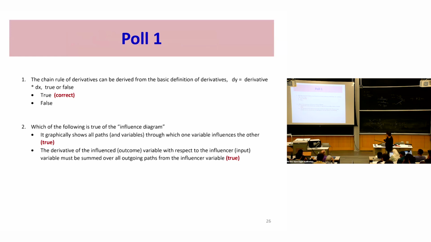So the first one, the chain rule of derivatives can be derived from the basic definition of derivatives. And the influence diagram graphically shows all paths and variables through which one variable influences another, right? That's all we have covered so far.